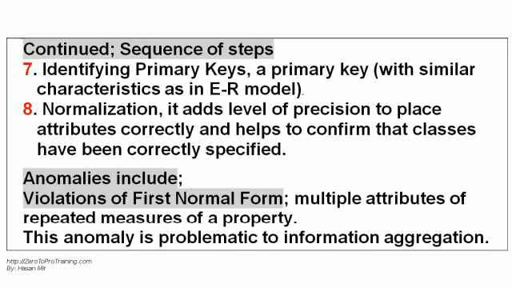Next, continued, sequence of steps. 7. Identifying primary keys, a primary key with similar characteristics as in an ER model. 8. Normalization. It adds a level of precision to place attributes correctly and helps to confirm that classes have been correctly specified. Anomalies include violations of first normal form, multiple attributes of a property. This anomaly is problematic to information aggregation.